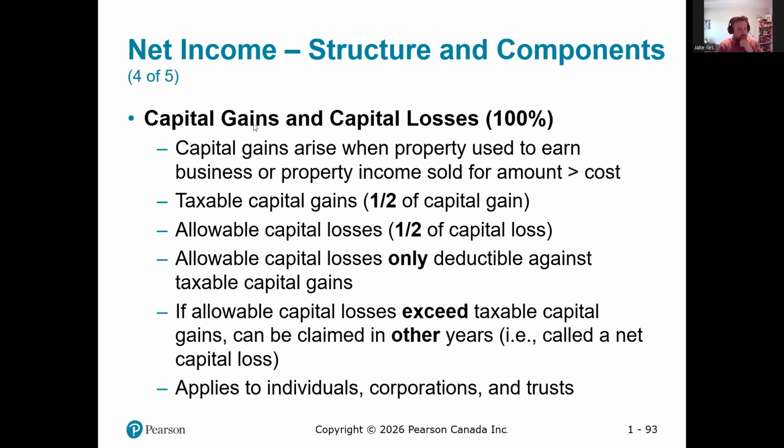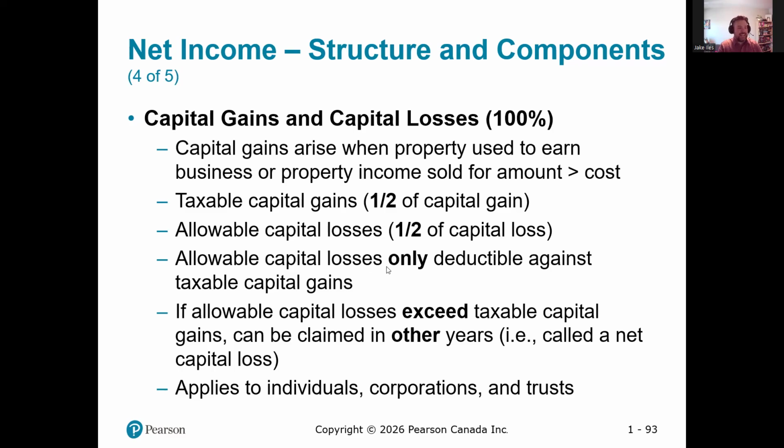This discusses capital gains and losses. The most important thing to remember about capital gains and losses is that they're only included in income at 50%. So if my capital gain is $100, my taxable capital gain is $50, half. If my capital losses are 15,000, my allowable capital losses will be 7,500. Your taxable and allowable amounts are always half of the total.